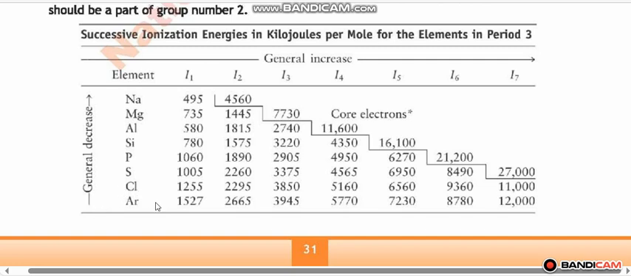Chlorine and argon, you can see that these elements have 7 ionization energies, because they have 7 electrons in their outermost shell, and argon has 8 electrons. The removal of the 8th electron of argon is too much difficult, because it already has an octet.